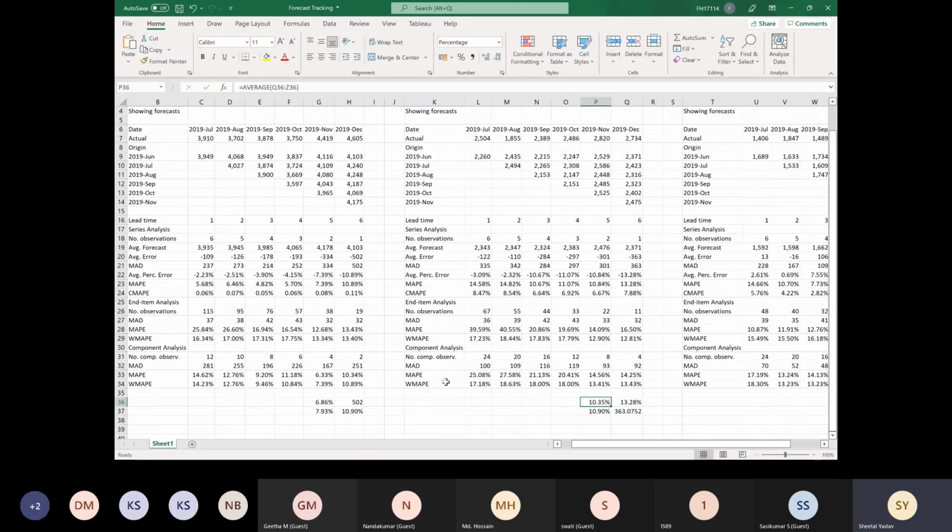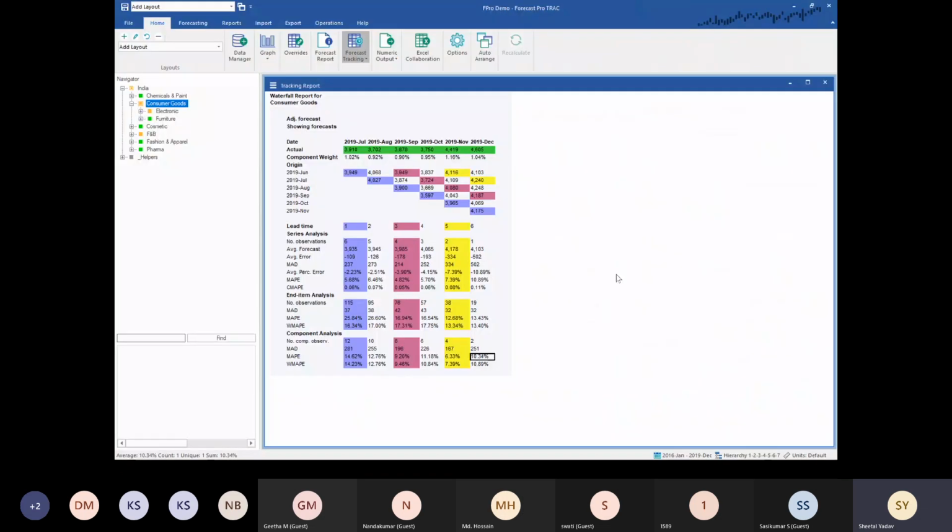That is 10.35. Again, some decimal rounding error might come up, but in this case you can see it is 10.34. So I'm going to take an average MAPE for this section. I can take an average MAPE for electronic and furniture, and the average MAPE would then be used at the high level to represent it. So in this case, at the consumer good level, I can get to know what's my average MAPE.